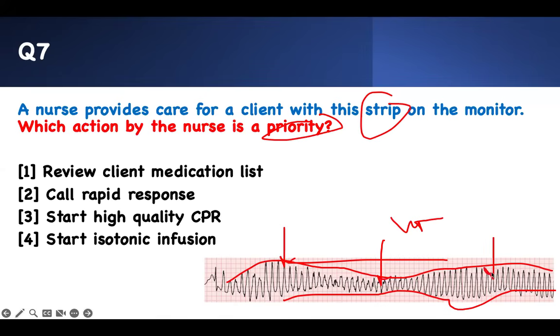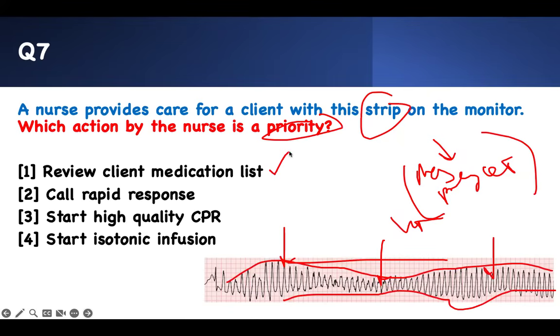Right? This is what we call Torsades de pointes. The problem is magnesium and prolongation of QT. Anything that prolongs QT or low magnesium will cause that. Therefore, when you see this, what should you do?